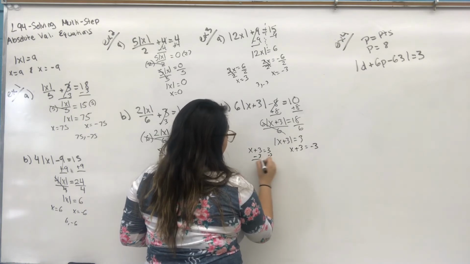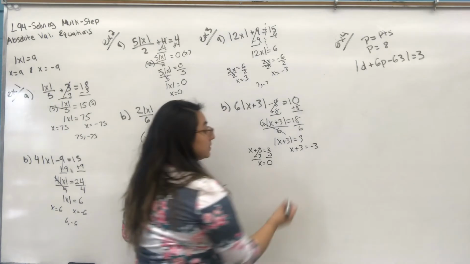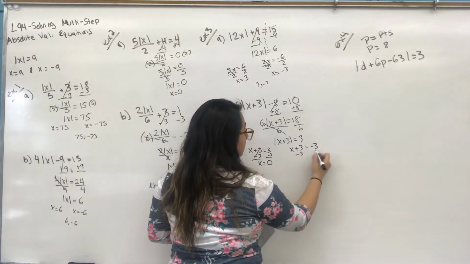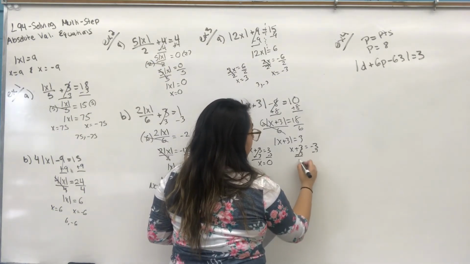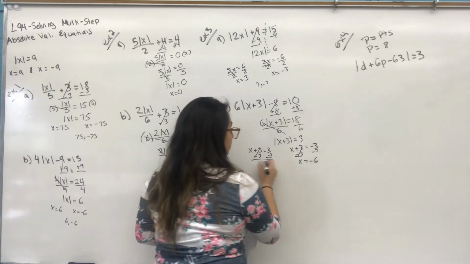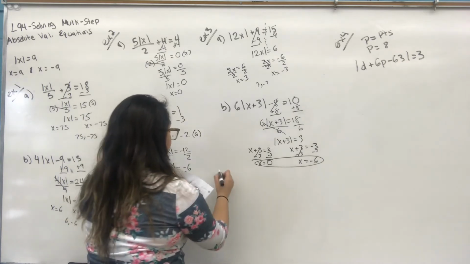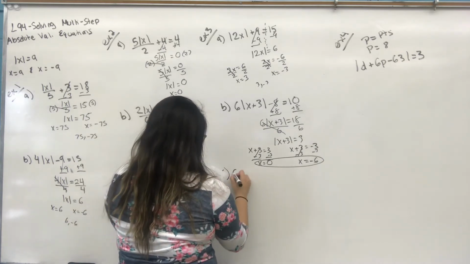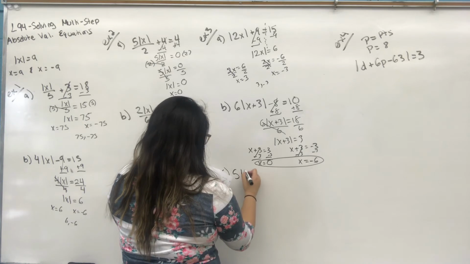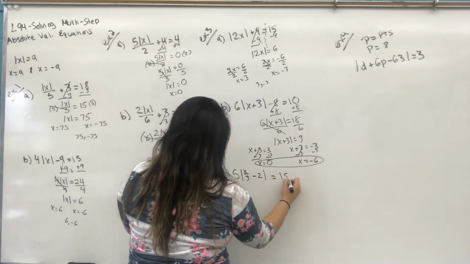Subtract 3 from both sides. Here you have 0. 3 minus 3 is 0. Here you're trying to get the x by itself. You subtract 3 from both sides. You have x is equal to negative 6, and that's your answer. And then the last one, C, I accidentally erased it. We have 5 times the absolute value of x over 3 minus 2 is equal to 15.